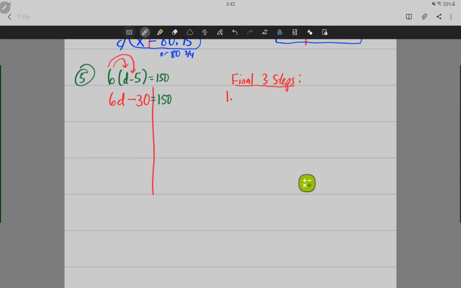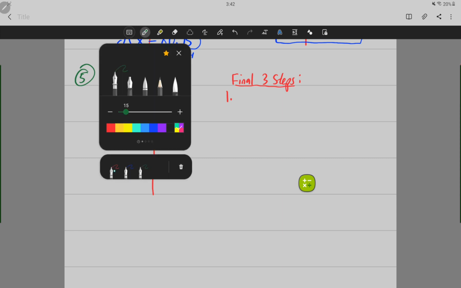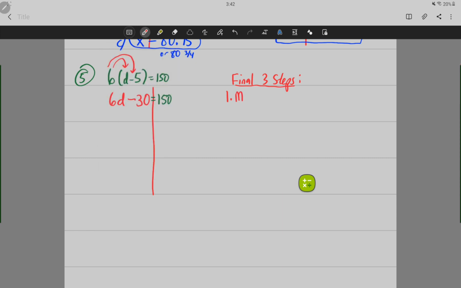So our first thing here out of our last 3 steps, we need to multiply 6 times negative 5. Okay, let's see what the next step is. Now we want to get the letter D by itself, but next to it is the constant minus 30, or negative 30. So the opposite of subtracting is to add. So we need to move it to the other side by adding 30.